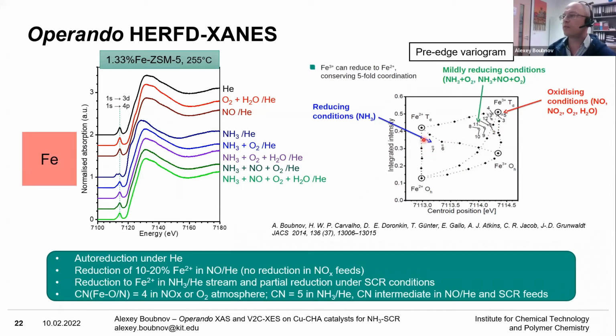So depending on what reaction conditions the catalyst is put under, we are going between reducing conditions, that's somewhere at iron +2 and 5-fold coordinated, to iron 3, 4 to 5 fold coordinated.